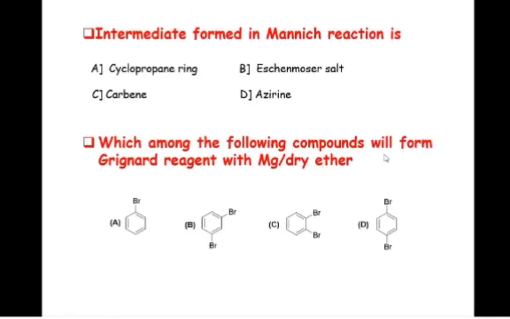And now another simple problem: the intermediate formed in Mannich reaction. If the question is asked in the university examination, which intermediate will form in Mannich reaction? No one will write the name of that particular intermediate, because no one has studied in that direction.